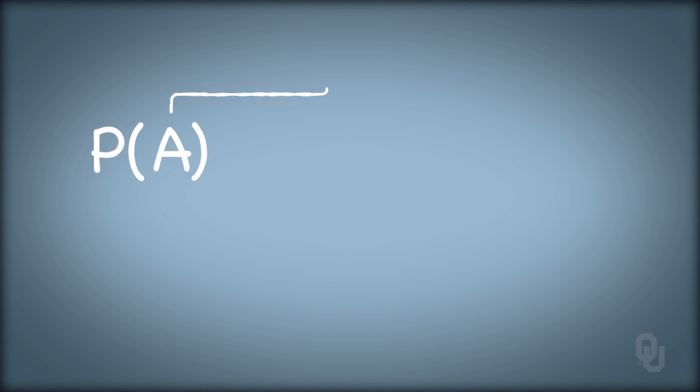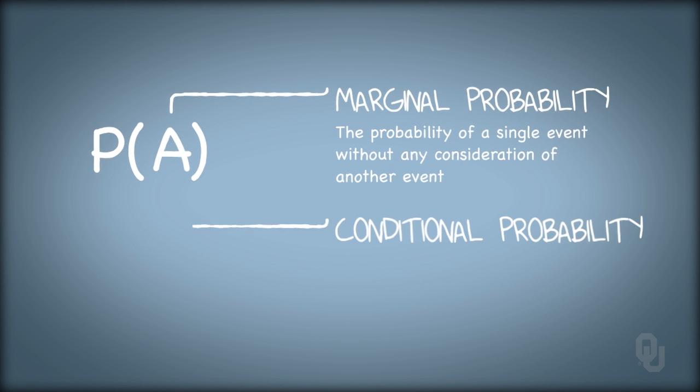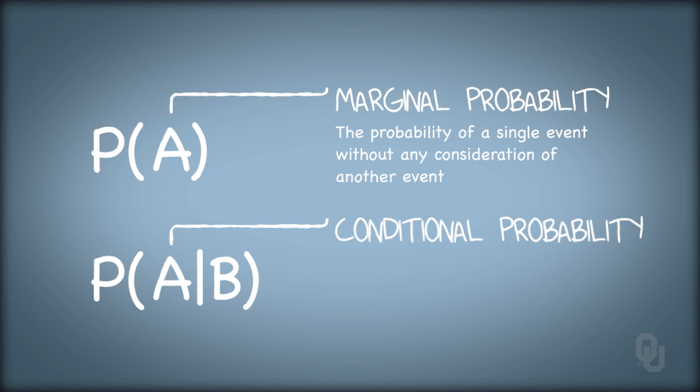Probability of A is referred to as a marginal probability, the probability of an event without any consideration of other events. A conditional probability for events A and B is the probability of A given B, or the probability that A occurs given that we know that B occurs.